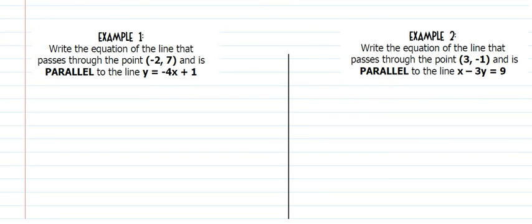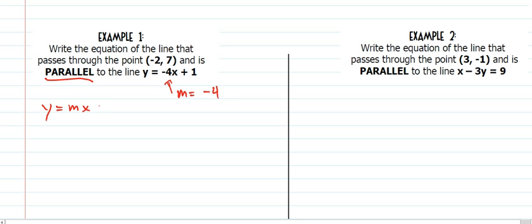Example 1, write the equation of the line that passes through the point -2, 7 and is parallel to the line y equals -4x plus 1. Well, since they're parallel, that means the slope is going to be -4. So when we write the equation y equals mx plus b, we're not going to have a plus 1 at the end, because it's going to be a different y-intercept, but the slope will be the same.